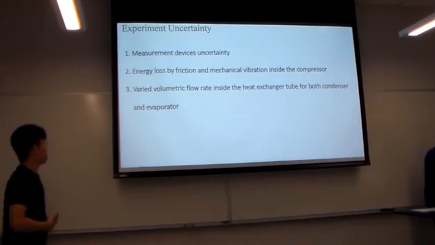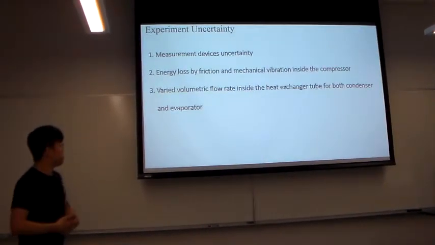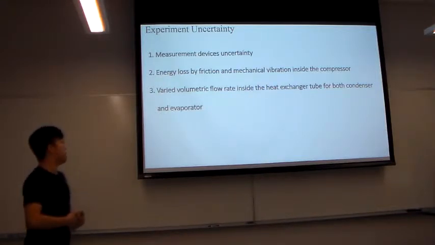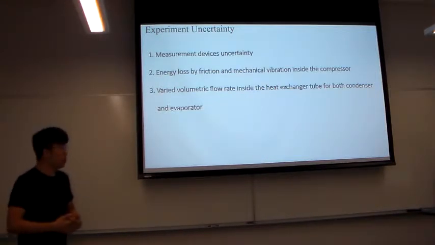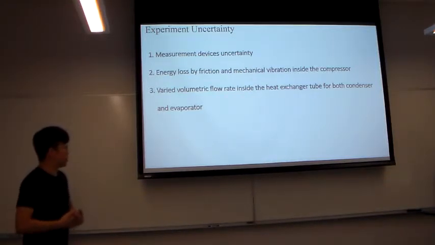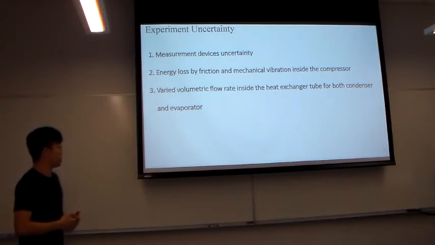Lastly, I want to talk about some uncertainty. The first one comes from the measurement devices. The second is that there will be energy loss by friction and mechanical vibration inside the compressor. Lastly, the volumetric flow rate inside the heat exchanger for both the condenser and the evaporator is not necessarily constant.